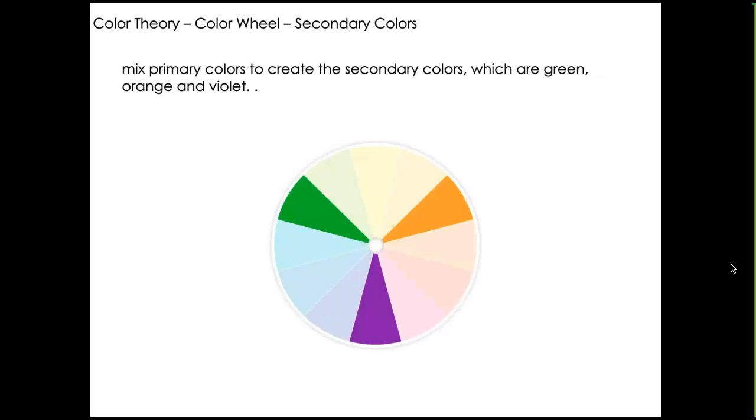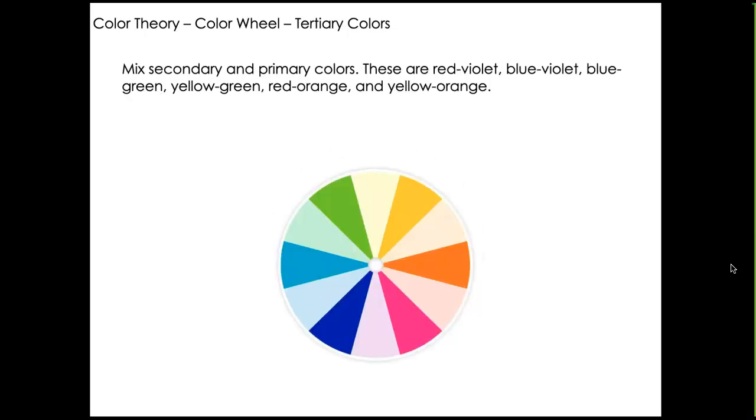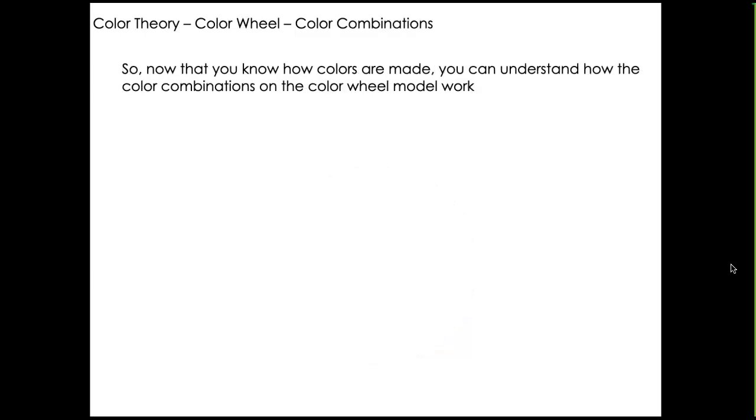Mix primary colors to create the secondary colors. So primary one, secondary two, which are green, orange, and violet. Mix secondary and primary colors, and then you end up with the six tertiary colors. So tertiary colors are red-violet, blue-violet, blue-green, yellow-green, red-orange, and yellow-orange.